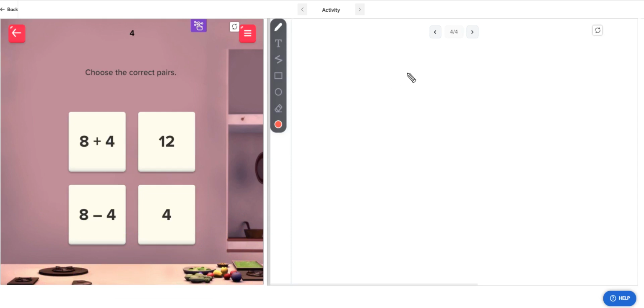In the next one, we are supposed to choose the correct pairs. Now, if I add 8 with 4, how many do I have? Let's give it a try. 1, 2, 3, 4, 5, 6, 7, 8 plus 1, 2, 3, 4. That is 8, 9, 10, 11, 12. So 8 plus 4 gives you a 12.